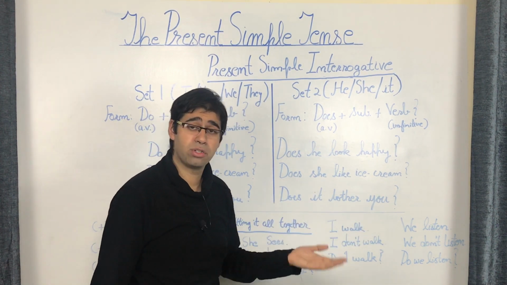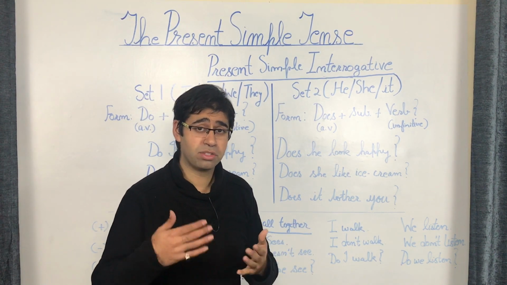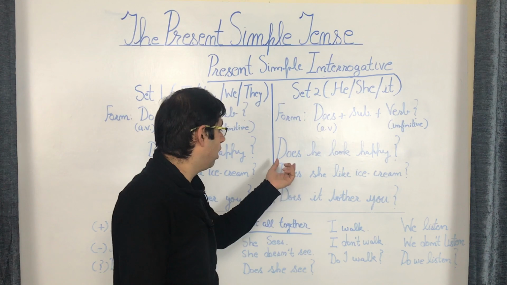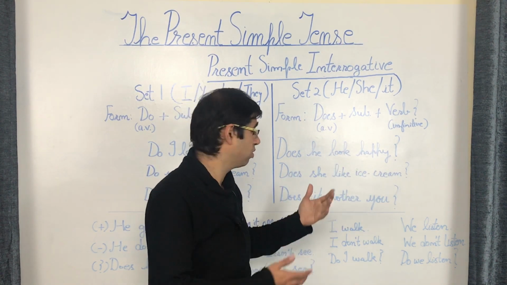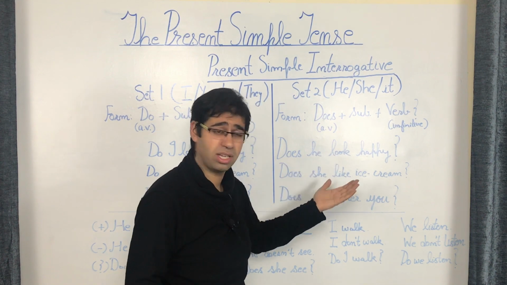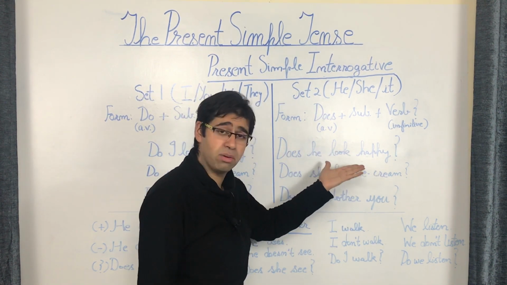Now, a word of caution over here. Please do not go ahead and commit any subject-verb disagreement, such as does he looks happy. Do not feel that this is set 2, so you need to meddle with the main verb. That's not the case because this is the interrogative. Does he look happy will remain the right sentence.